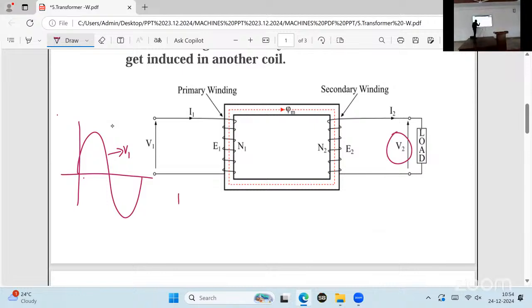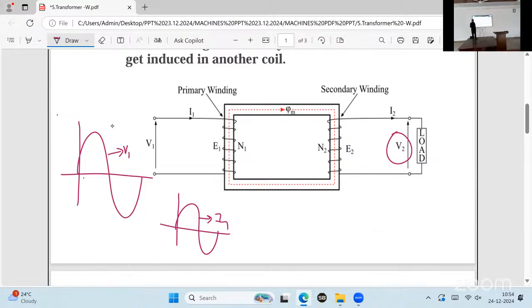What is the current waveform? This is the current waveform I1. This is called I1. This is called V1. Because of V1, we got I1. Now I1 will enter into the coil, into the copper wire.